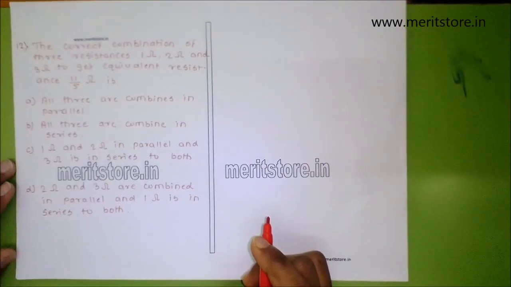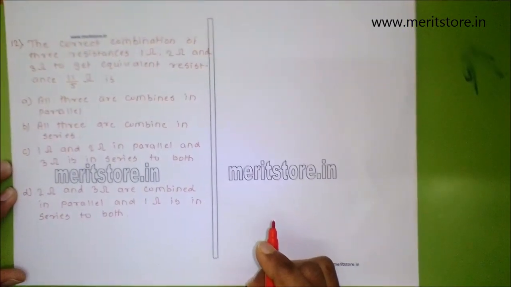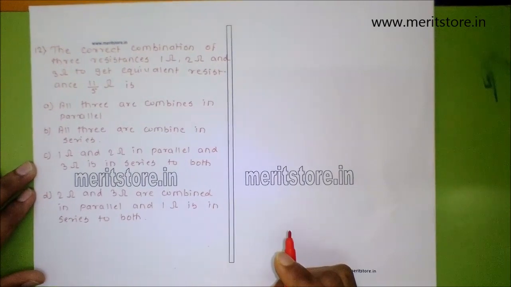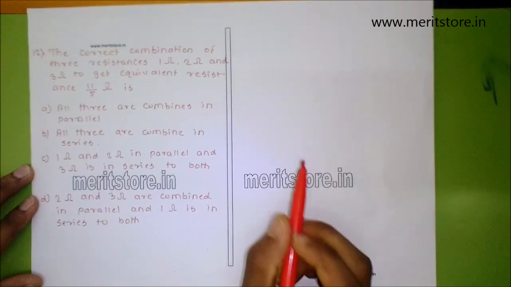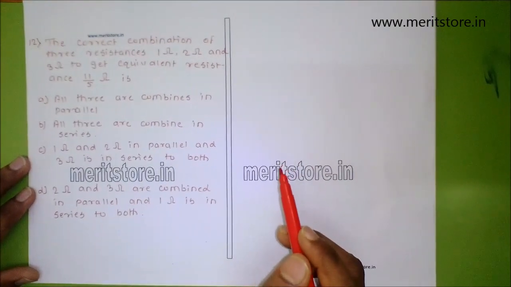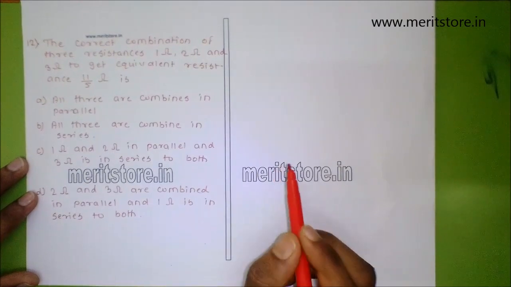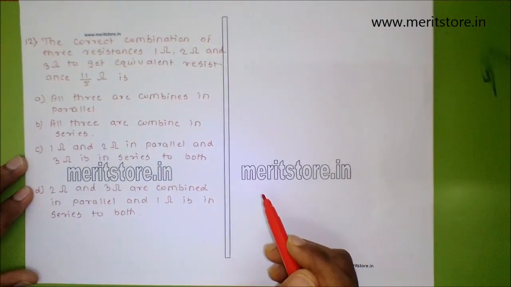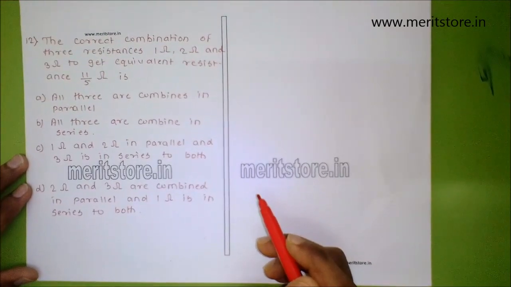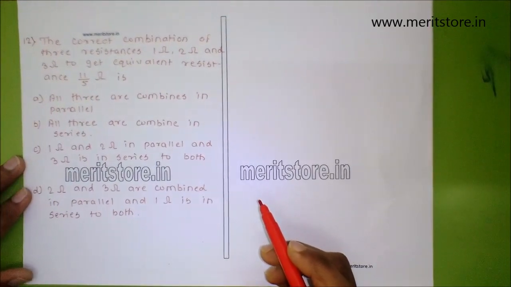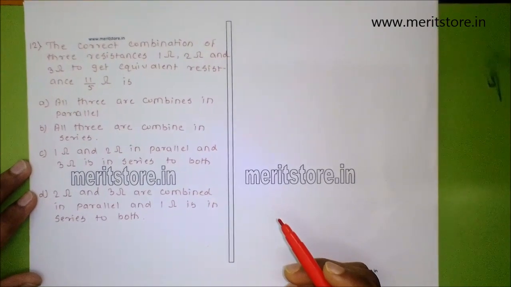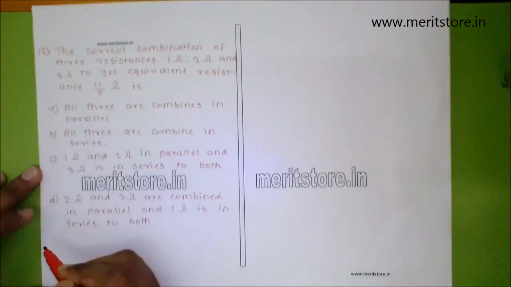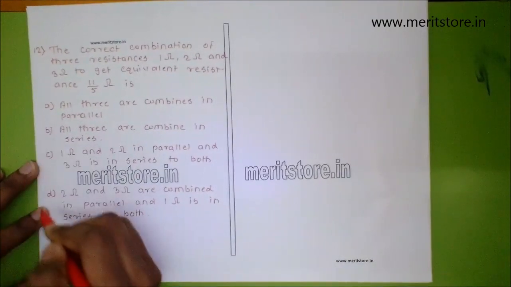Correct combination of 3 resistances 1 ohm, 2 ohm and 3 ohm to get an equivalent resistance of 11 by 5 ohms is, we got 4 options. All 3 resistances are combined in parallel, all 3 are combined in series, 1 ohm and 2 ohm are in parallel and 3 is in series to both, 2 ohm and 3 ohm are combined in parallel and 1 ohm is in series to both. In order to solve this sum, we will figure out the resistance of each option.